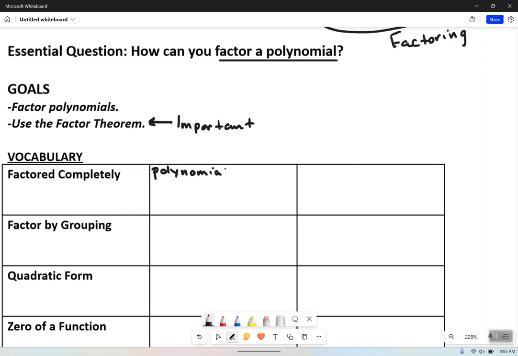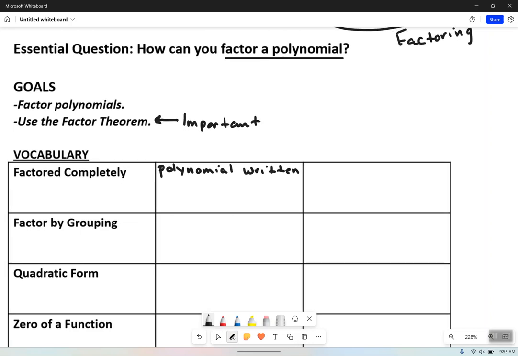written as a product. Product meaning what operation, kids? Yeah, it's going to be a product of unfactorable polynomials. Okay, so I'll let you get that down. I'll give you an example of kind of what's happening here, and then we'll get all these down. We'll get example 1 done today for sure.